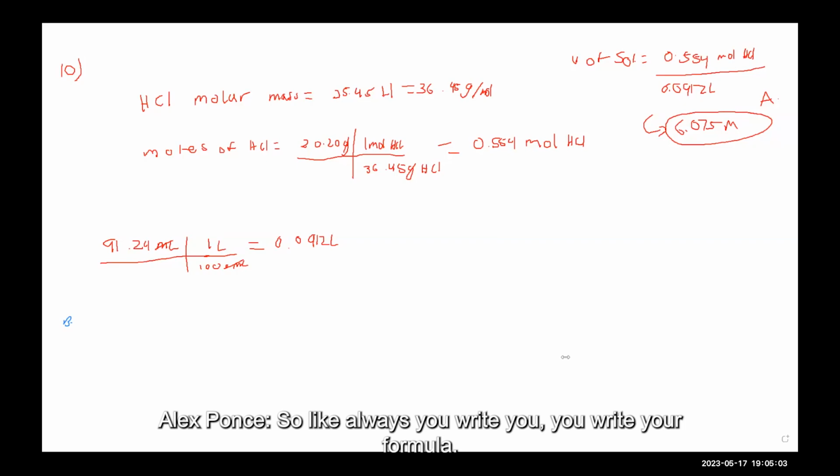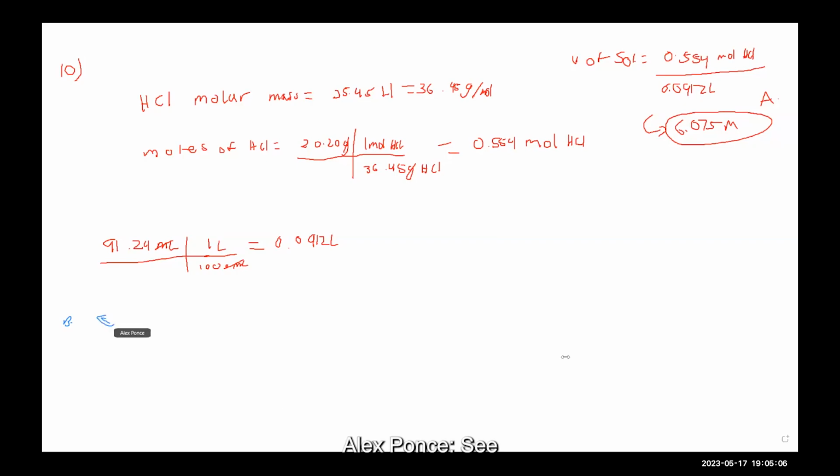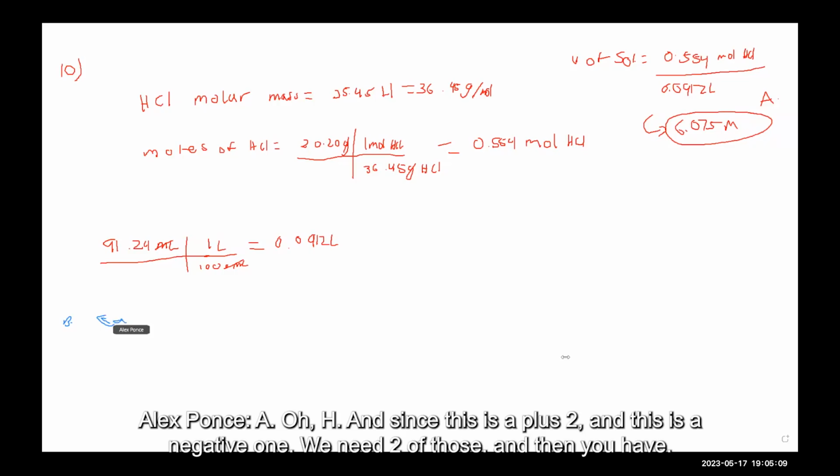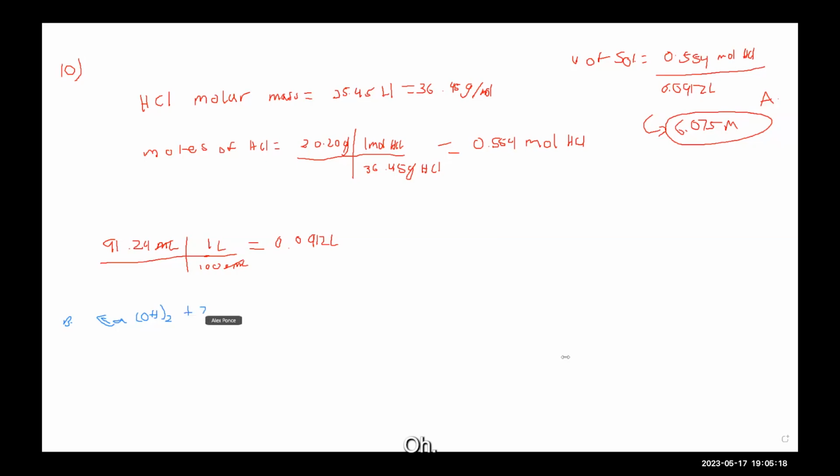So like always, you write your formula. Ca(OH)2, and since this is a +2 and this is a -1, we need 2 of those. And then you have HCl, that produces CaCl2 again because the Ca is +2, plus H2O, and then I put a 2 here and a 2 here.